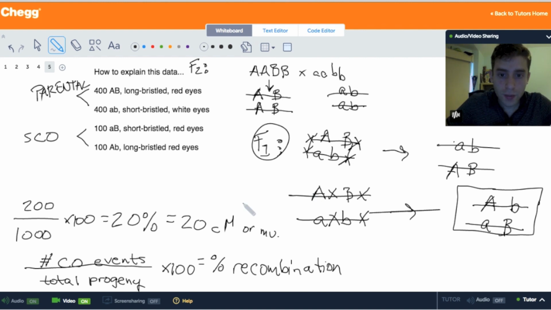So in sum, we take the F1 progeny, test cross it, look at our F2 progeny, and we look for the most abundant, which will be our parental genotypes. And then we look for our crossover events, and we take the crossover events divided by the total progeny times 100, which will give us our percent recombination, which also tells us the relative distance between these two genes.